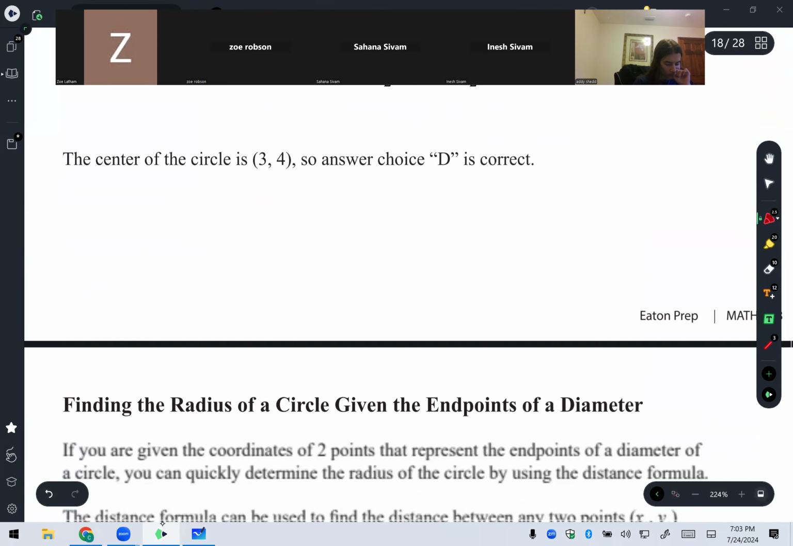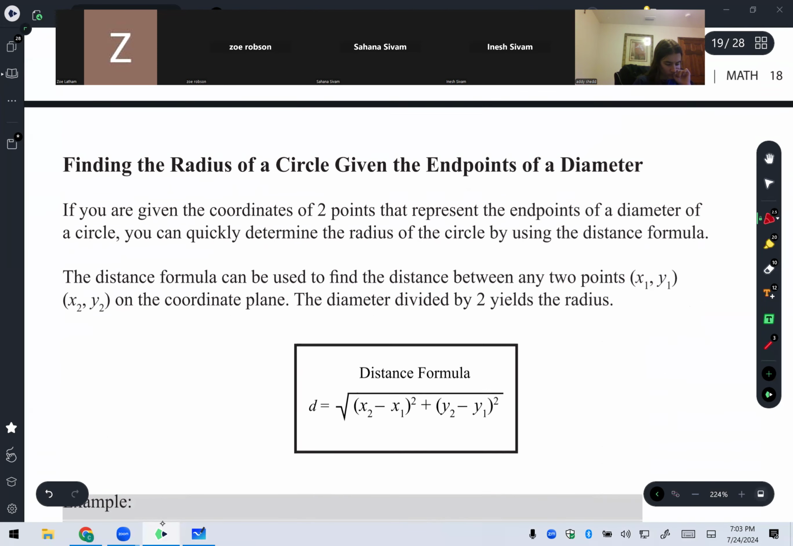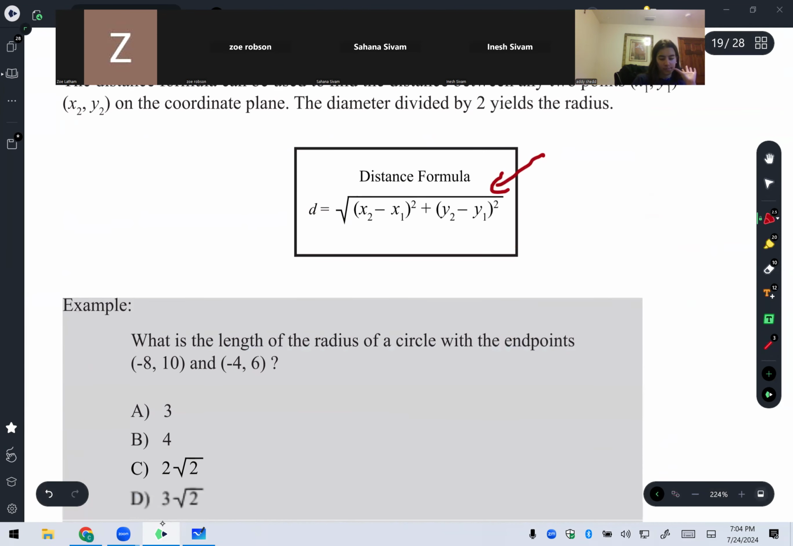Okay, so on the next page, if you're given the endpoints of a diameter, you can use the distance formula. That's what Jim prefers. I'll show you what I like. She likes to draw the geometry. I like to draw the geometry because I'm more visual. Both ways you're using the Pythagorean theorem.